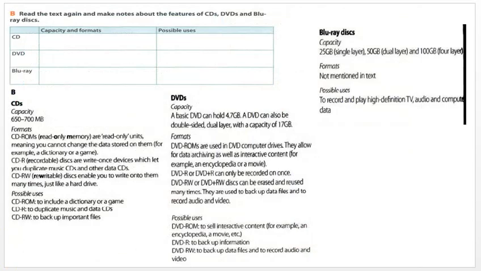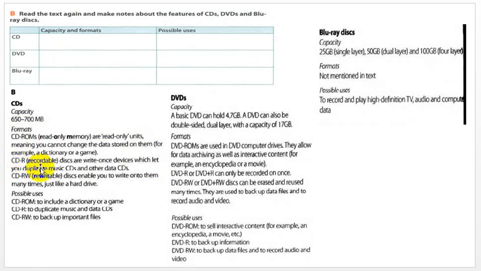What is in this exercise? Read the text again and make notes about the features of CDs and DVDs and Blu-ray disc. CD, capacity and format. The capacity of a CD is 650 to 700 MB. What are the formats? CD-ROMs are read-only memory, meaning you cannot change the data stored on them. For example, a dictionary or a game.